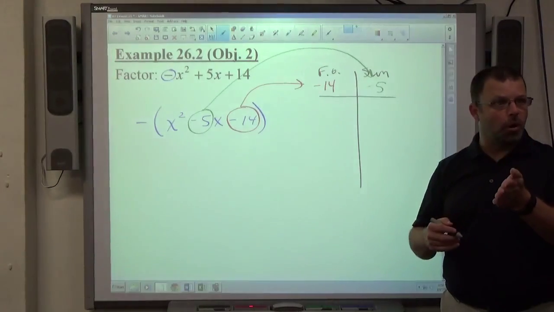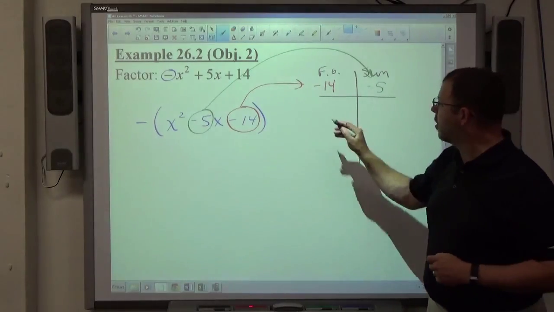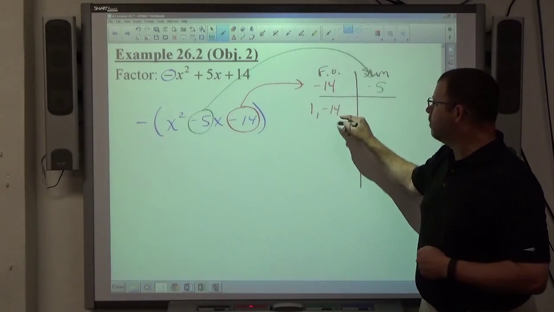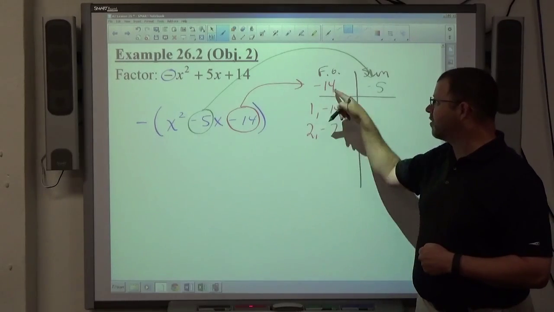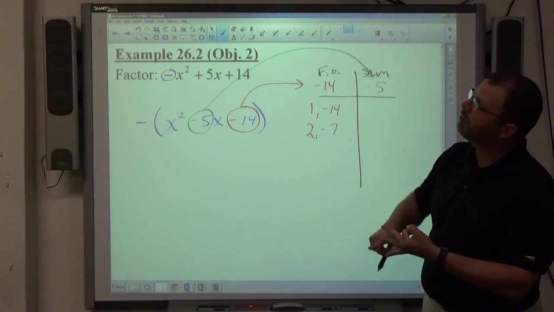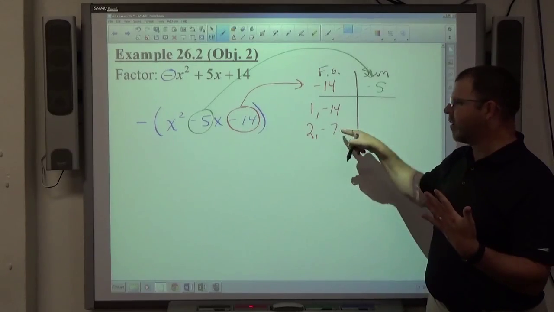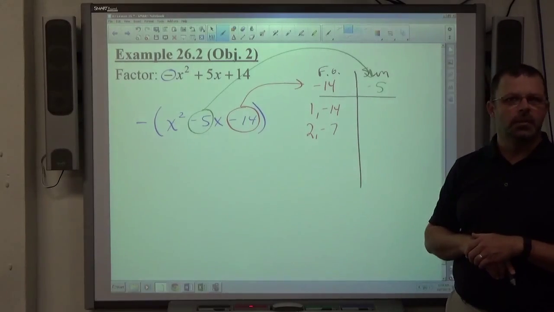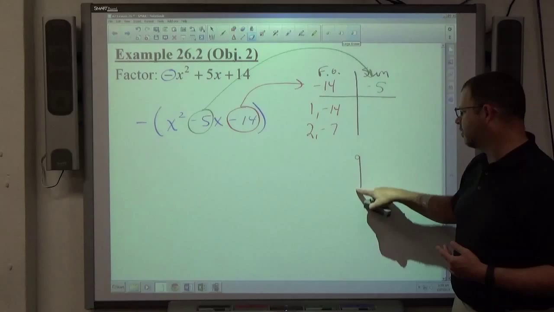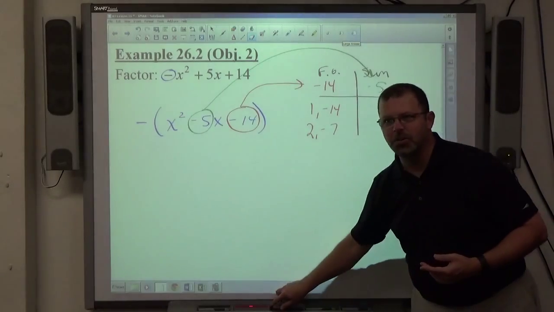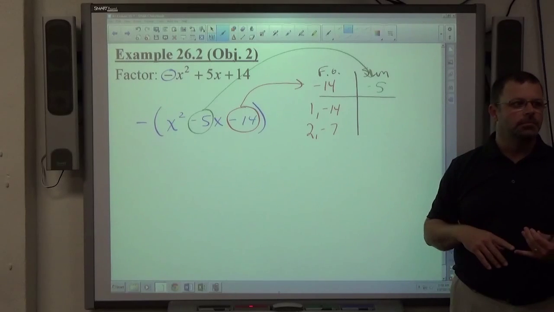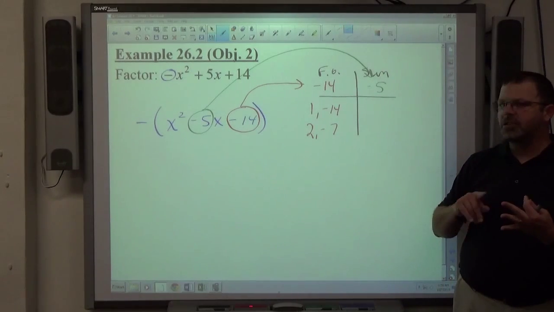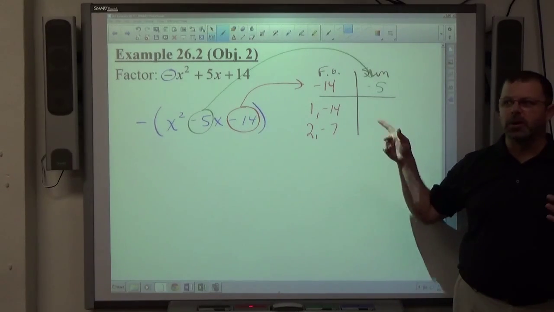So again, I'm starting with 1 and working my way up to get all the numbers. So 1 times negative 14, bigger number negative. 2 times negative 7, bigger number negative. 3 doesn't go into 14. 4 doesn't go into 14. 5 doesn't. 6 doesn't. 7 we've already gotten, so the whole list is right there. That's all you got to do to get the whole list. Start at 1, then go to 2, then go to 3, and so on. Once you get a number you've hit before, you're done. If you don't know if they work or not, try.